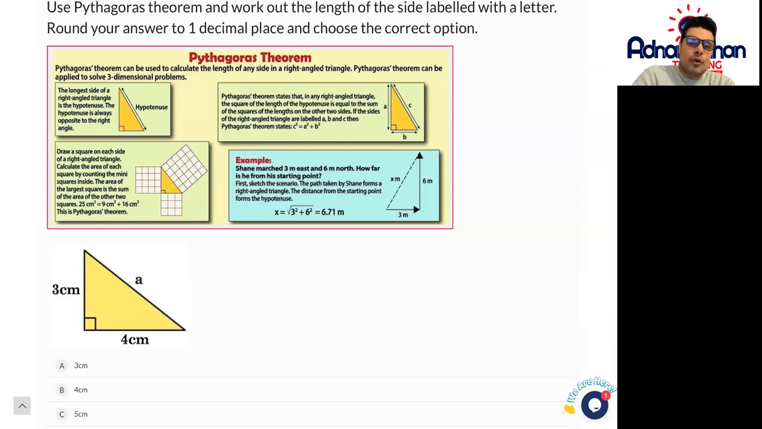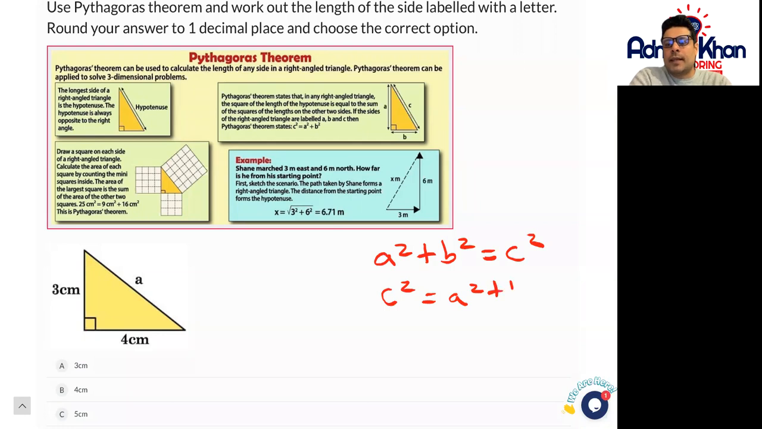So let's first of all show you what the formula is for calculating Pythagoras theorem. The formula is a squared plus b squared equals c squared, or we can write it as c squared equals a squared plus b squared. Okay, same thing exactly. Either way, you can use this formula.